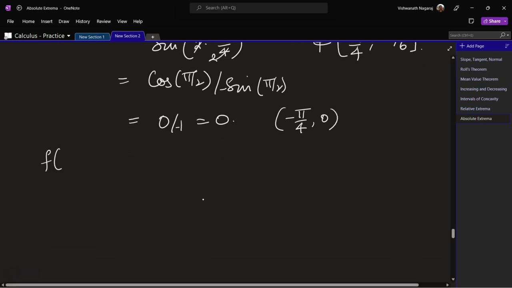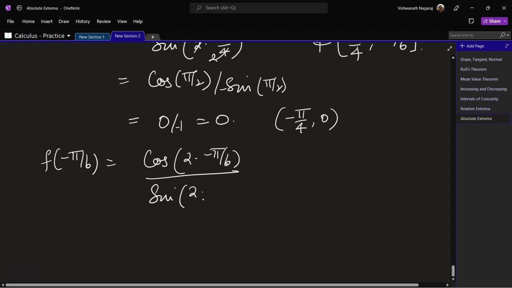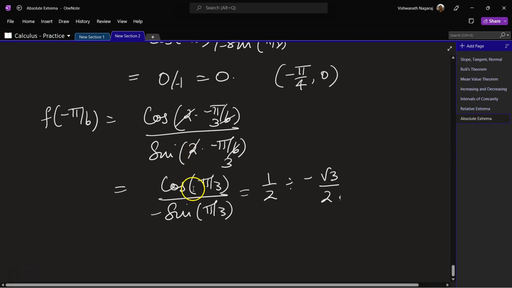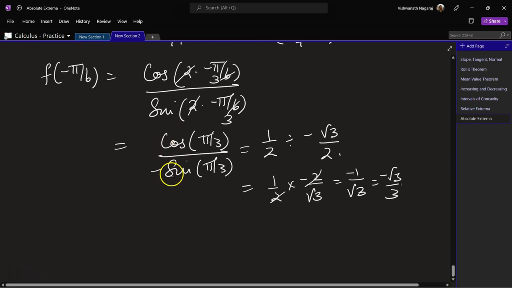Now the other endpoint is f of minus pi by 6. So cos of 2 times minus pi by 6 by sine of 2 times minus pi by 6. 2 threes, 2 threes, which gives us cos of pi by 3 and minus sine of pi by 3. Cos pi by 3 is 1 by 2 divided by minus sine, which is root 3 by 2. Which gives us 1 by 2 times minus 2 by root 3. 2 cancels and we have minus 1 by root 3, which gives us minus root 3 by 3. So the point is minus pi by 6 comma minus root 3 by 3.